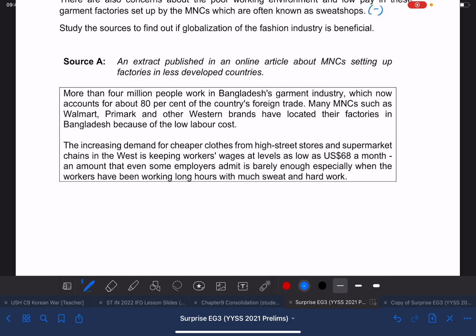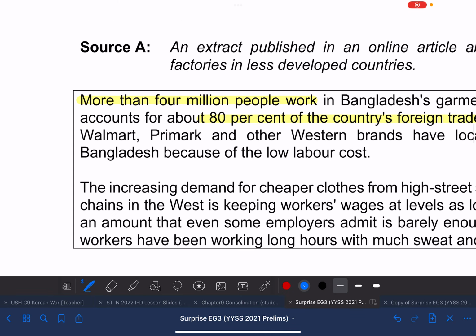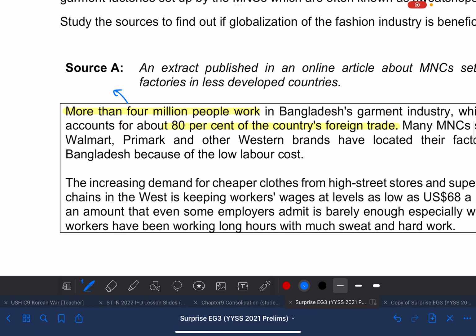So we start off with the provenance of source A. It tells us source A is an extract published in an online article about MNCs setting up factories in less developed countries. Now, this is what it says. More than 4 million people work in Bangladesh's garment industry, which now accounts for more than 80% of the country's foreign trade. Oh my goodness. Okay, so this tells you more than 4 million people work there, and it accounts for 80% of the country's foreign trade. What does this mean? It means that for 4 million of these people, these factories that have been set up by companies like Nike or Uniqlo, for example, they are giving more jobs to locals. And as a result of more jobs, you have greater income.